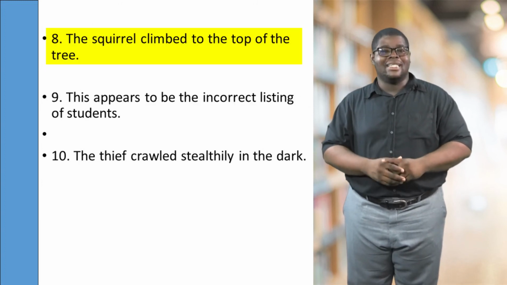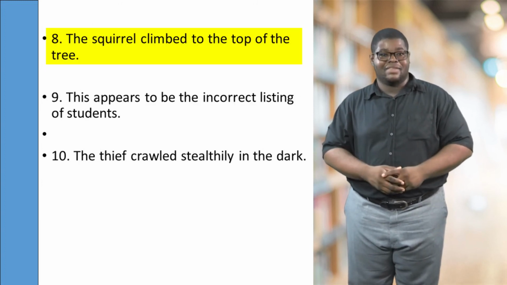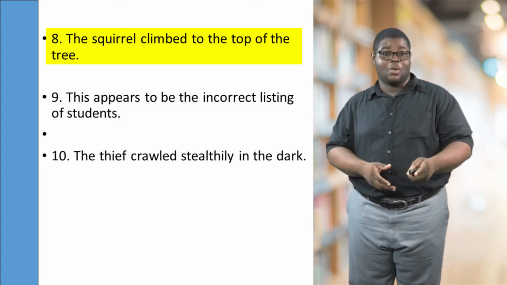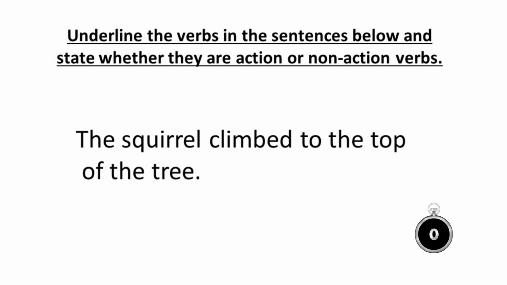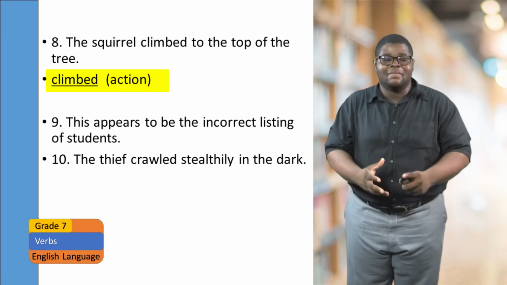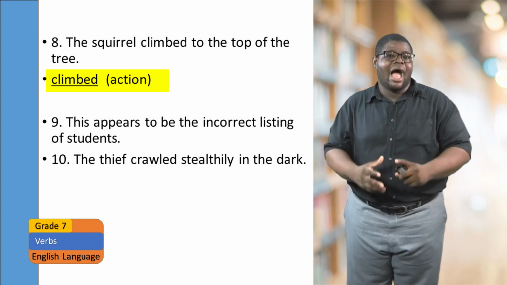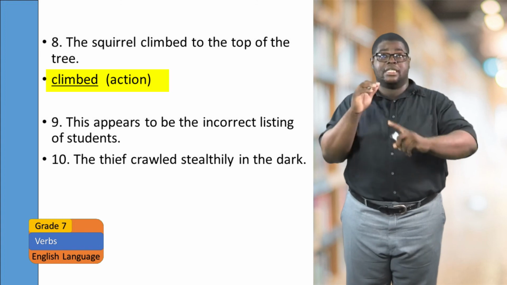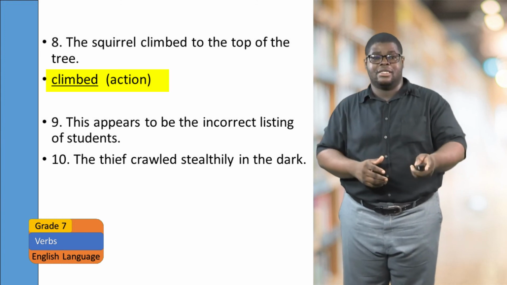Number 8. The squirrel climbed to the top of the tree. What is the answer? Climbed. And we have an action verb. Because we can actually see somebody climbing up a tree. In this case, we can see the squirrel climbing up the tree.